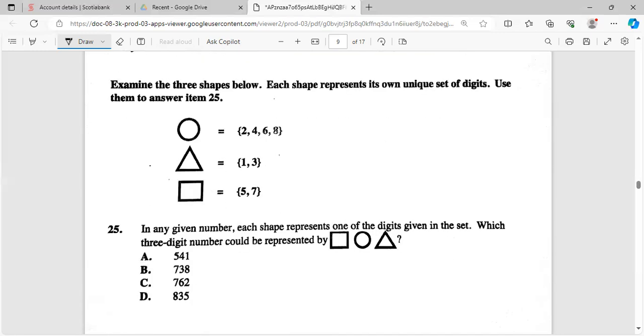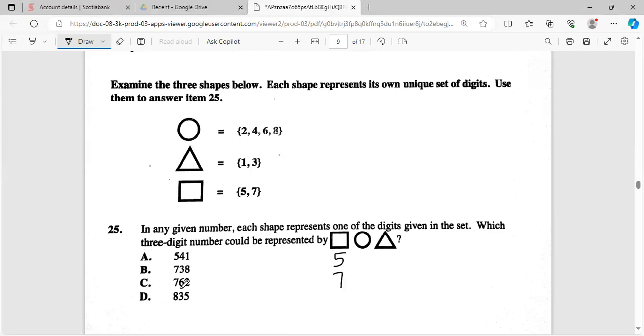Alright, this one says examine the 3 shapes below. Each shape represents its own unique set of digits. Use them to answer item 25. So the circle represents 2, 4, 6, 8. The triangle represents 1, 3, and the square represents 5, 7. In any given number, each shape represents 1, so only one of the digits in the set is given. Which 3-digit number could be represented by the box? Alright, so let me just break it down. So first of all, for the box, it has to be 5 or 7, right?